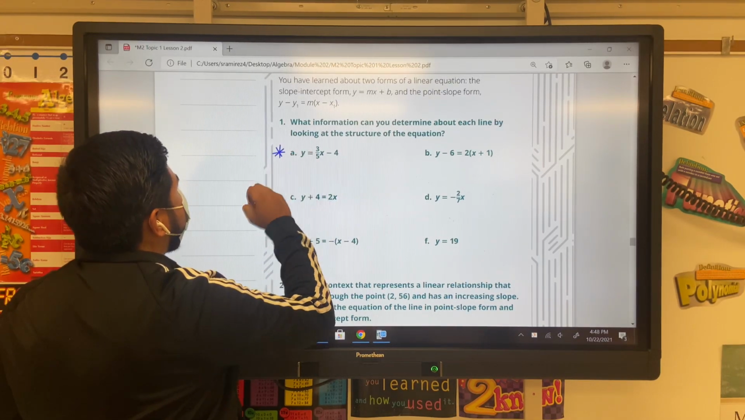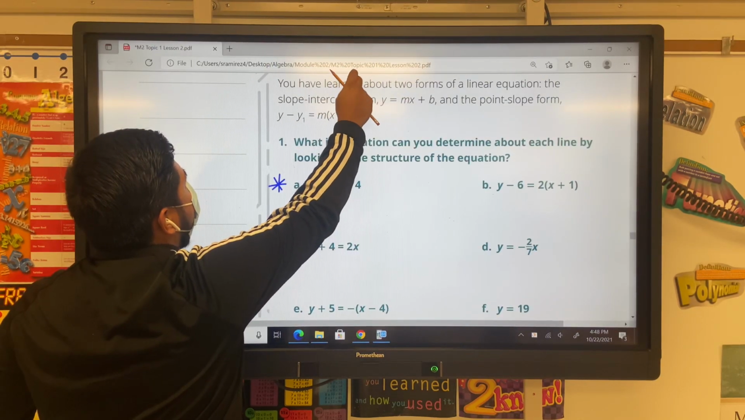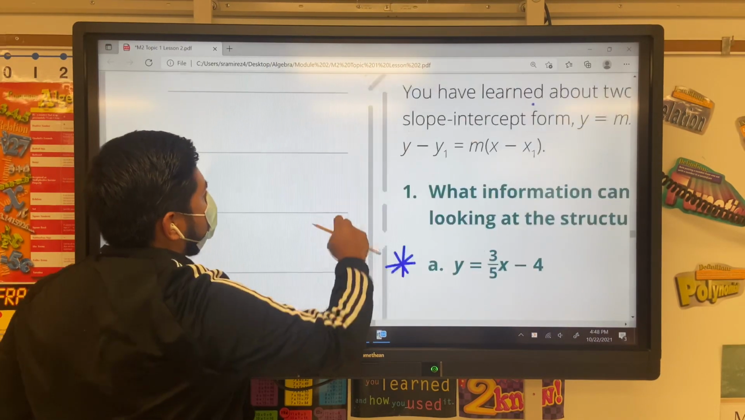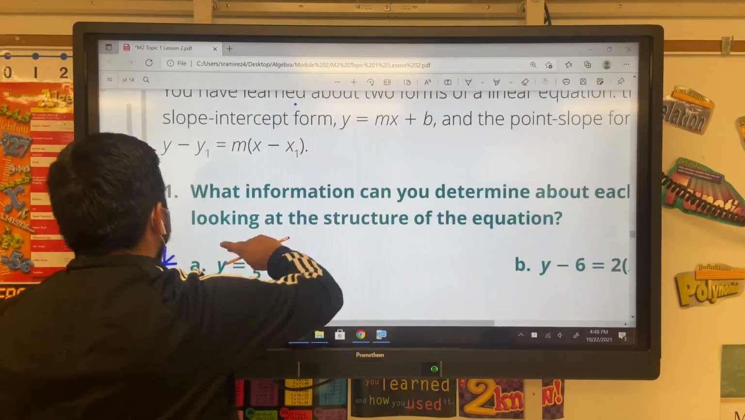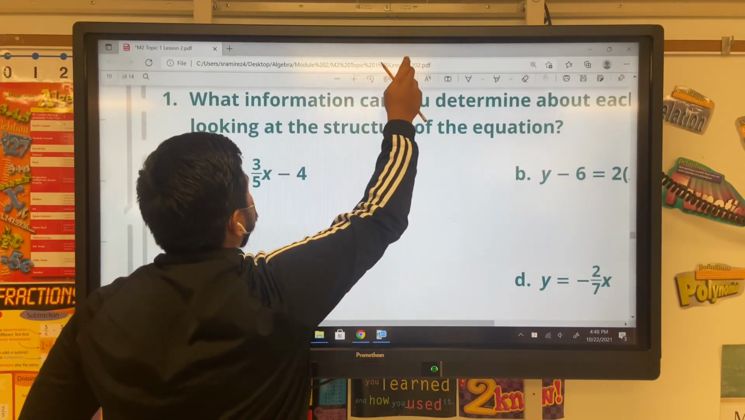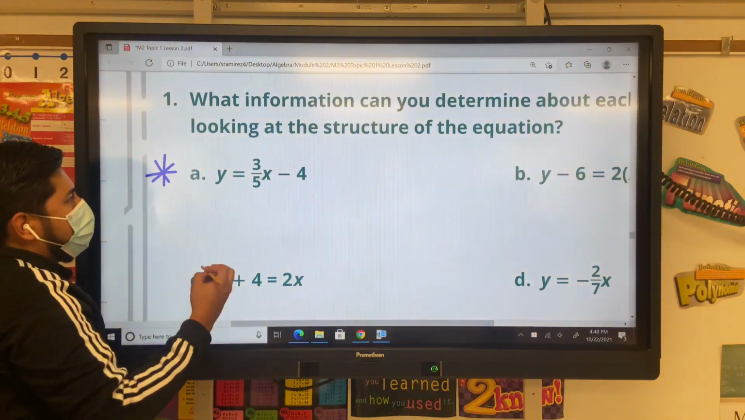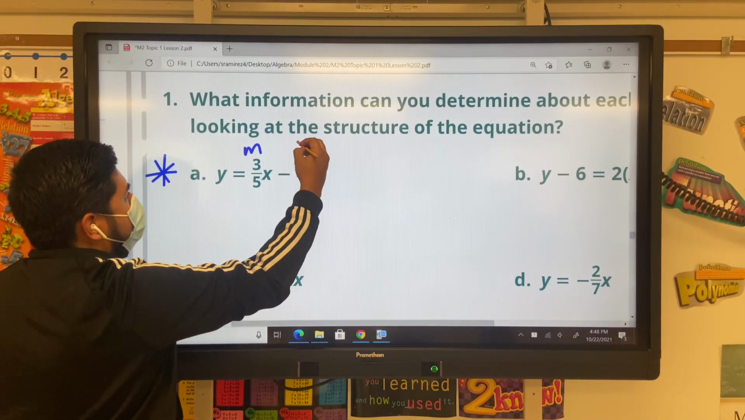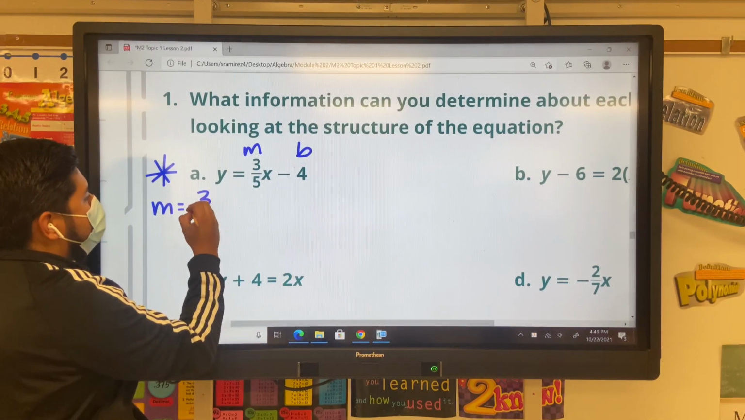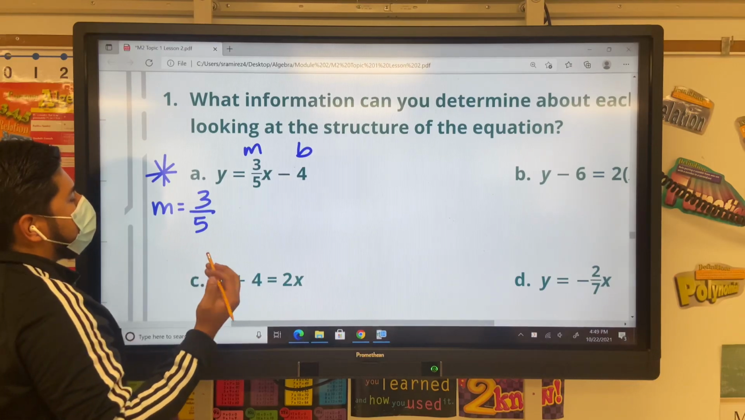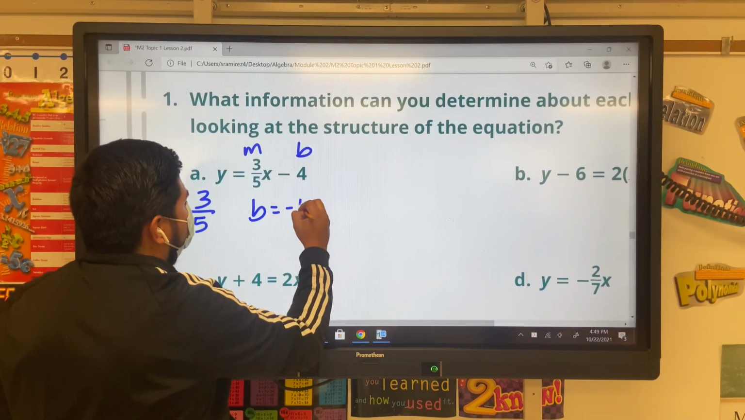Put a star next to this first example. Let me zoom in. Looking at 1A. I want your job to be not only to identify that this is the slope and this is the y-intercept. Easy. Slope is 3 over 5. You don't need to put the x, but if you want to, you can. And my y-intercept is negative 4.